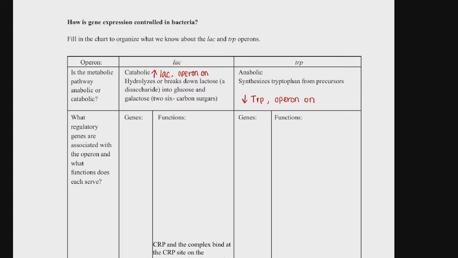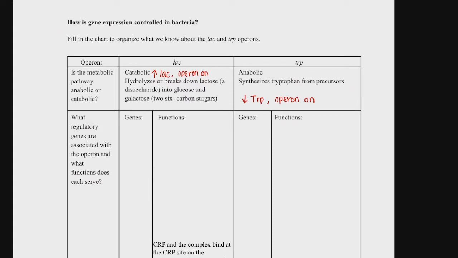We start with a chart to talk about the lactose and tryptophan operons. And remember that operons are a cluster of functionally related genes that can be controlled by a single on and off switch. I wrote a couple of things up here to get us started in looking at the difference. It just starts in the table, so I'm going to start from the first part.